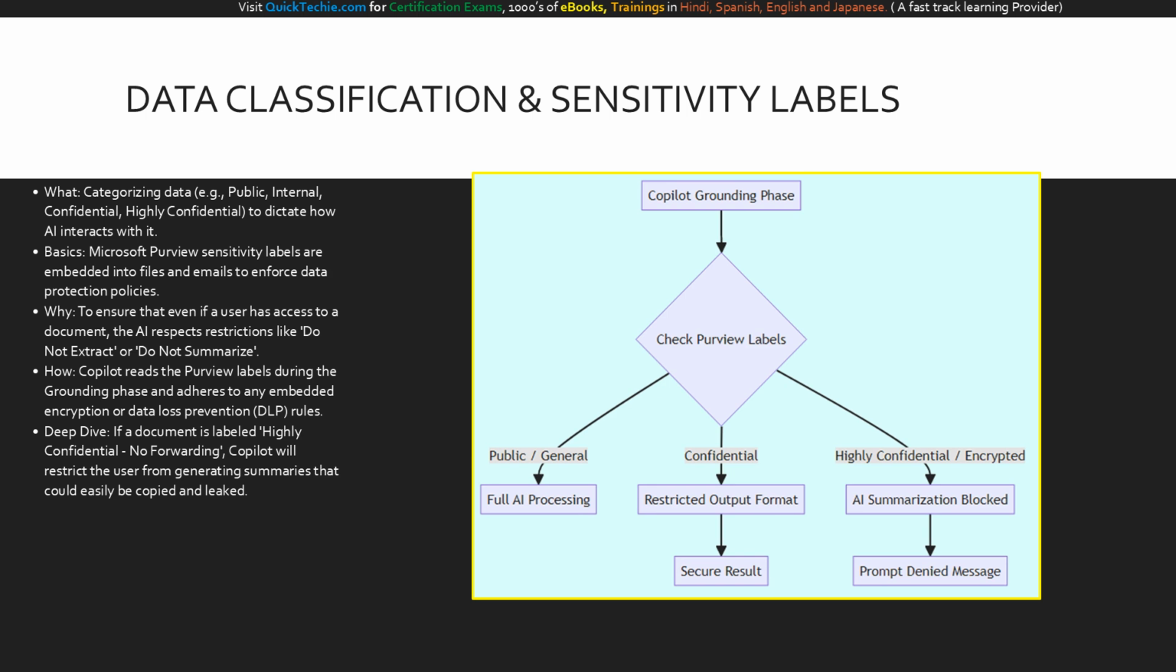This flowchart highlights the intelligence of the grounding phase. When the AI attempts to fetch context, it hits a decision engine, check Purview labels. If the data is public, we see full AI processing. If it's confidential, the output format is restricted to maintain security. But crucially, if the data is highly confidential or encrypted, the path goes straight to AI summarization blocked, resulting in a prompt denial. The data's classification actively throttles the AI's capabilities.